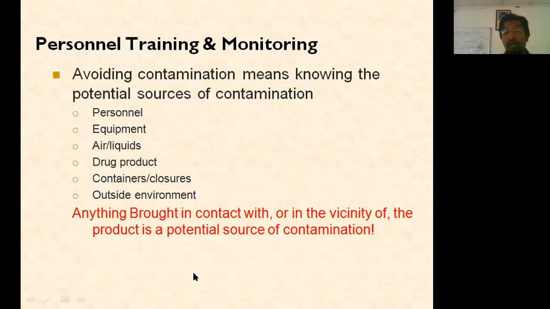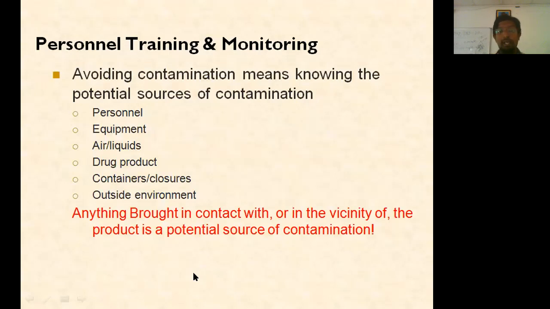Personnel training, what kind of training should be given to the person, right? Avoiding contamination means knowing the potential sources of contamination. First thing, how can we avoid the contamination? How can we avoid the spread of coronavirus? We should know the sources of contamination, right? We know that human fluids, maybe sneezing, or you are spitting somewhere, or you're putting your fingers in your nose or ears and putting them somewhere else, it can spread the virus. So you should know the source. That's very, very important. Then only we can control it, right?